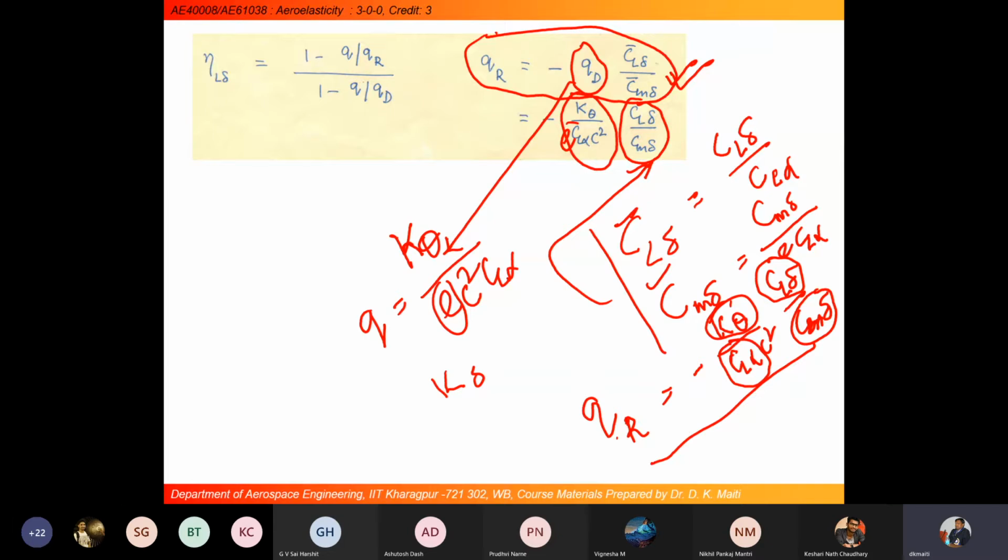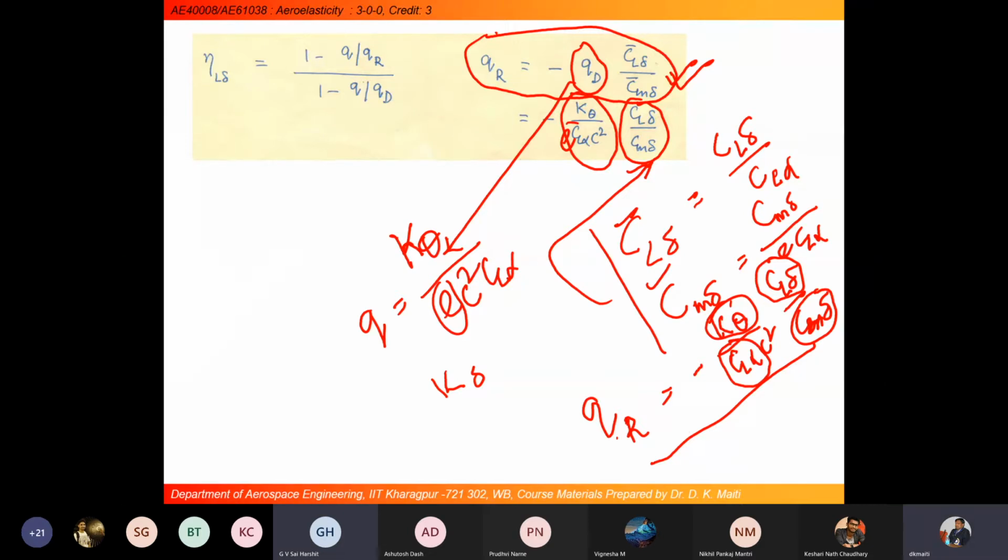See, the reversal dynamic pressure, as we understand from the previous case, that the divergence speed is dependent on K theta, but Q reversal is not dependent on K delta. It is independent of K delta. It depends on the overall torsional stiffness of the wing and also on the aerodynamic derivatives. Is it okay? Yes, sir.